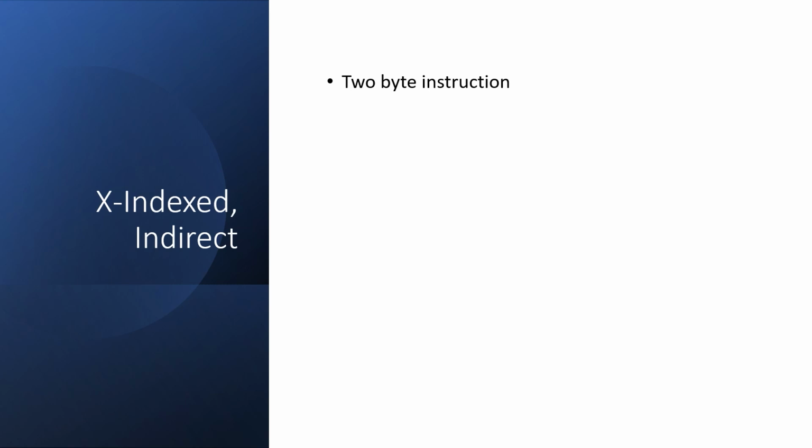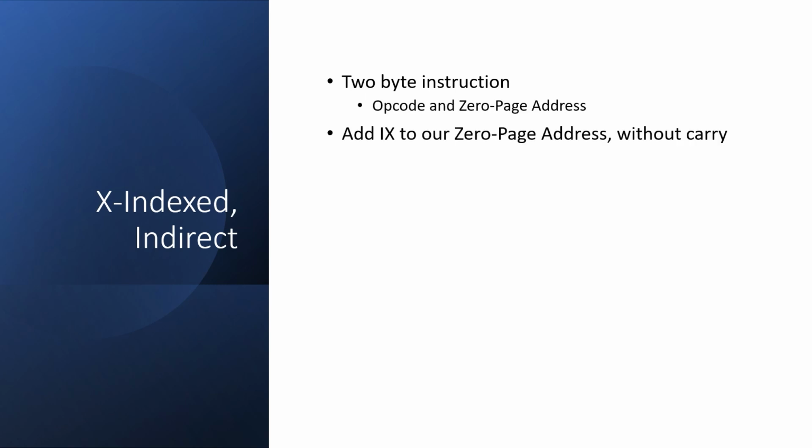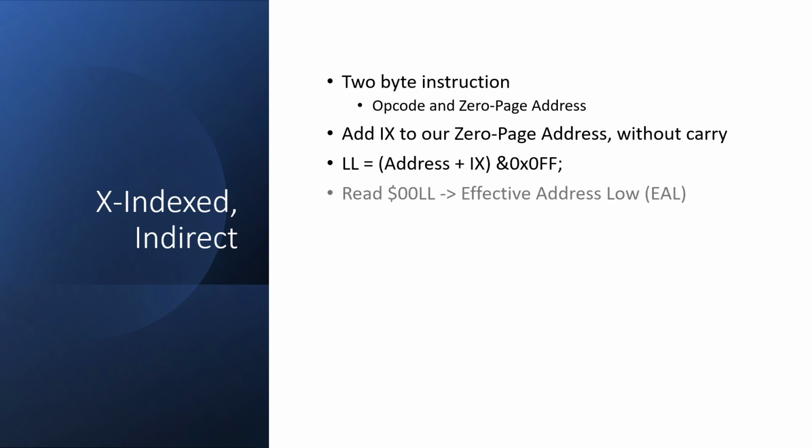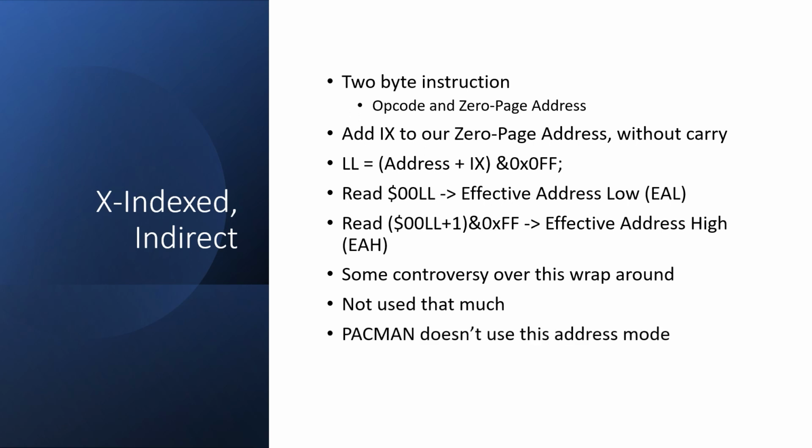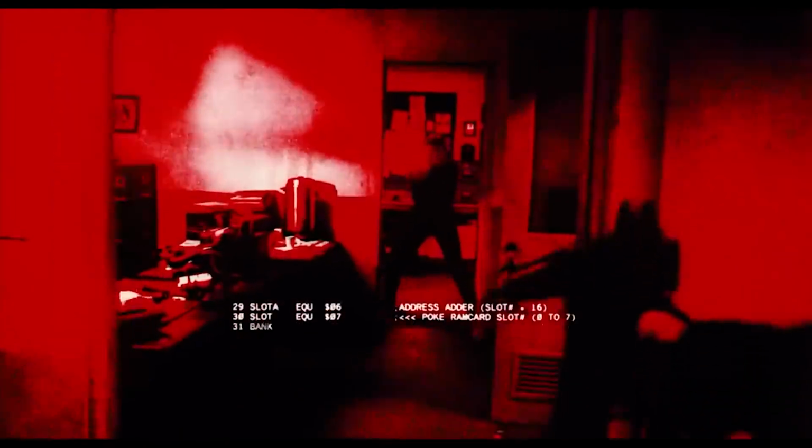Again, this is a 2-byte instruction with the opcode followed by the zero page address. The idea is that we add index X to the address in the instruction. This forms a new zero page address. We then do a read from this address and store the value in EAL. We then do a read from the next address and store that in EAH. Pac-Man doesn't use this addressing mode, and I looked high and wide to find some code that did. I looked everywhere for the store instruction using this addressing mode, but I don't think even Terminator uses this instruction.